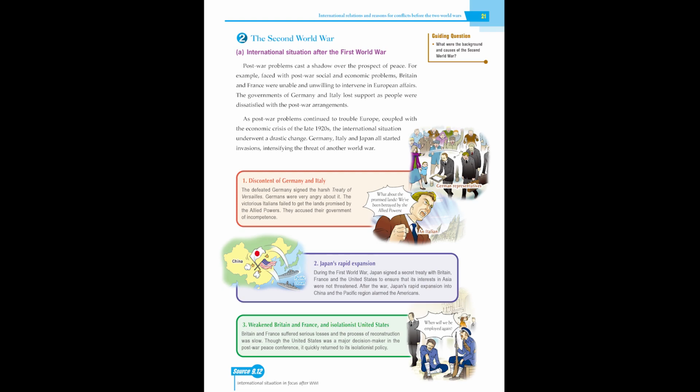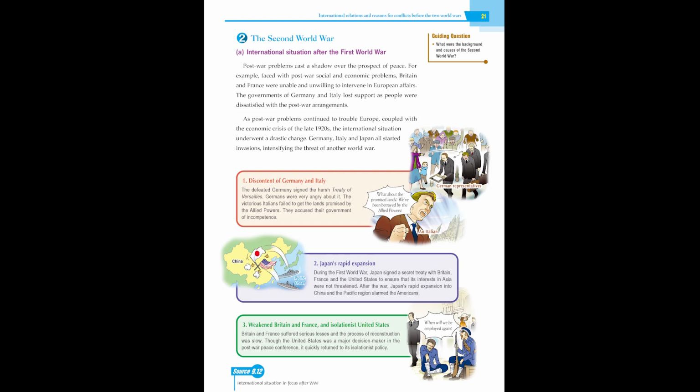For example, faced with post-war social and economic problems, Britain and France were unable and unwilling to intervene in European affairs. The governments of Germany and Italy lost support as people were dissatisfied with the post-war arrangements. As post-war problems continued to trouble Europe, coupled with the economic crisis of the late 1920s, the international situation underwent a drastic change. Germany, Italy, and Japan all started invasions, intensifying the threat of another world war.